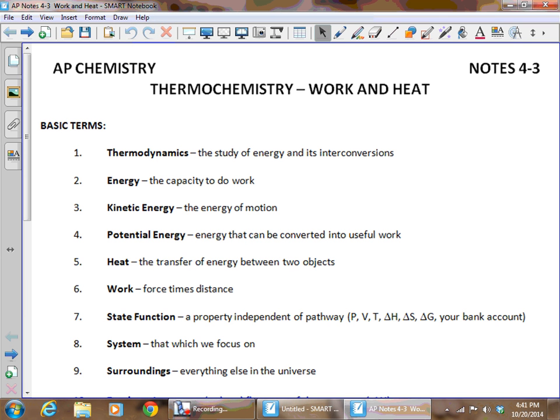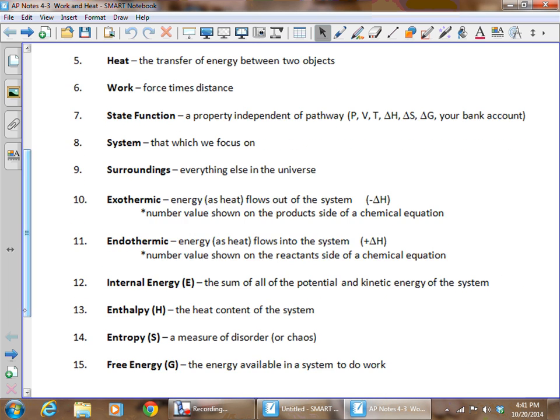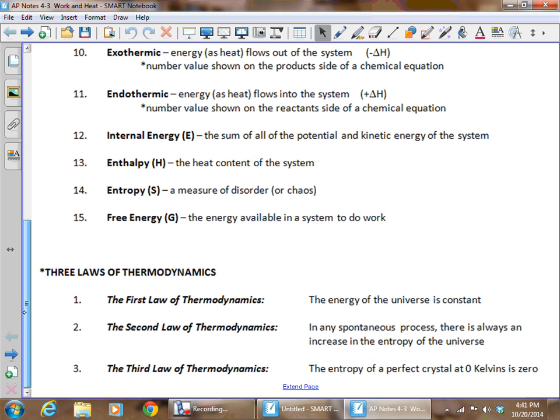Today we're going to talk about work and heat. These first terms on your notes are terms that you have seen before in different contexts for most of them, so I'm not going to really get into a description of these different terms and take up time on the video. You can look at those yourself and just re-familiarize yourself with a few of them.